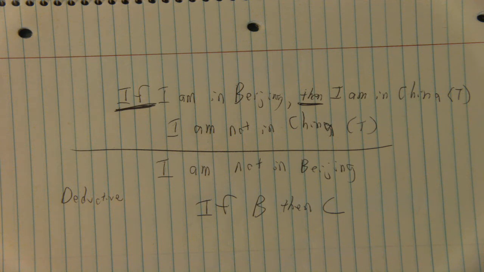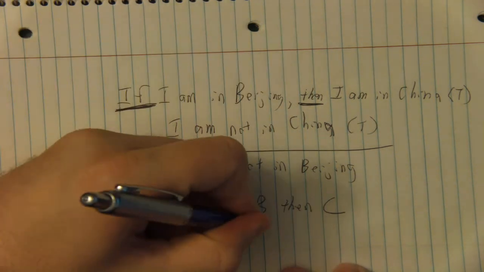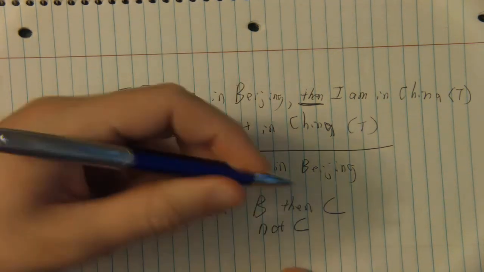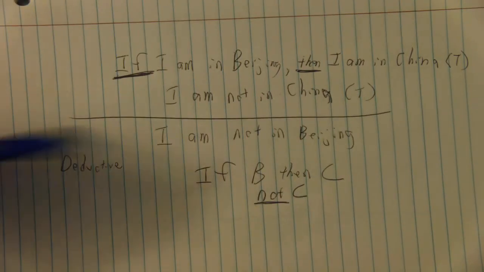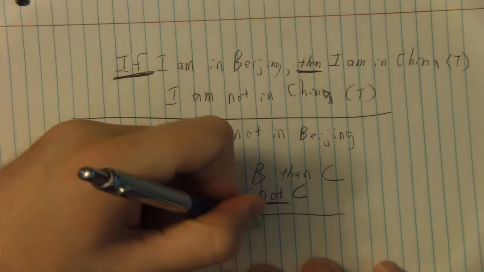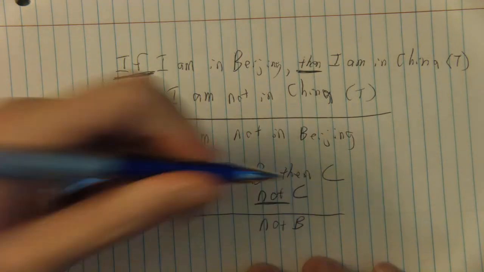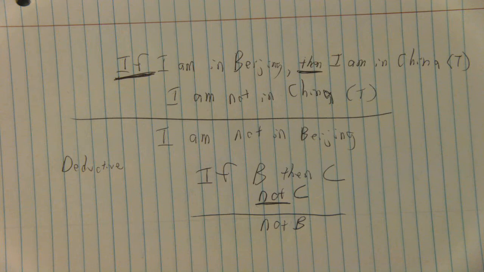So, this helps us with premise 2. Premise 2 says, I am not in China. So this one would be abbreviated, careful, not C. Not is very important. Don't drop your not. Conclusion, I am not in Beijing. Not B. That is the argument.